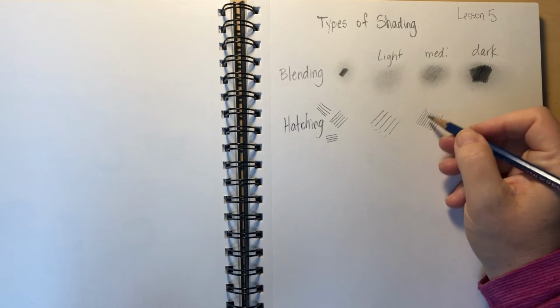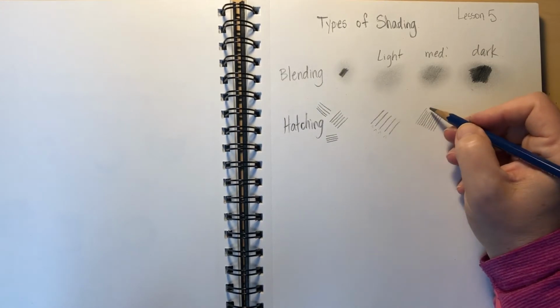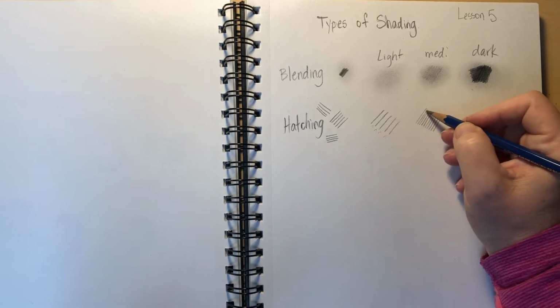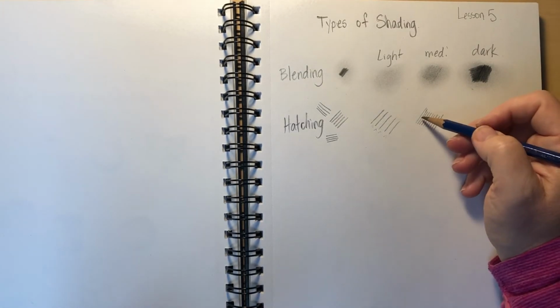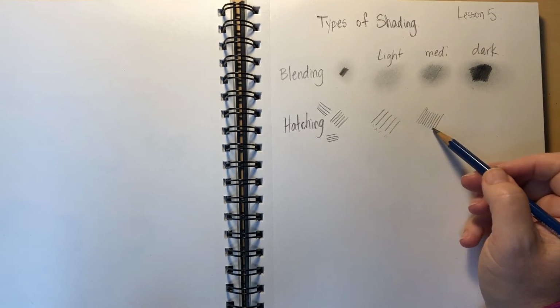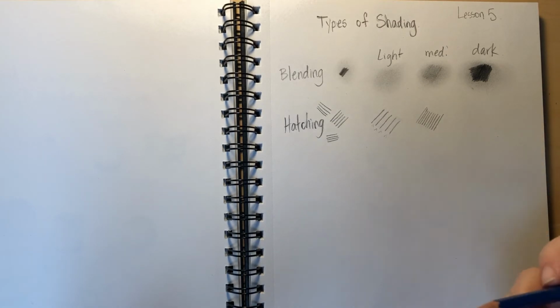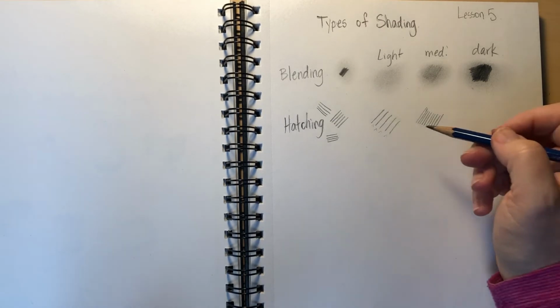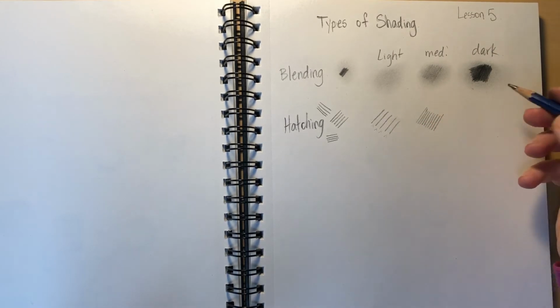Notice I'm still going the same direction, haven't changed. I'm not using a ruler, not all of my lines are perfectly straight. That is okay, that's not the goal. We're just getting them closer together to create a slightly darker feel. And notice I haven't pressed harder. I'm not changing how hard I press on my pencil. I'm changing how close I put my lines. So that's our medium hatching.